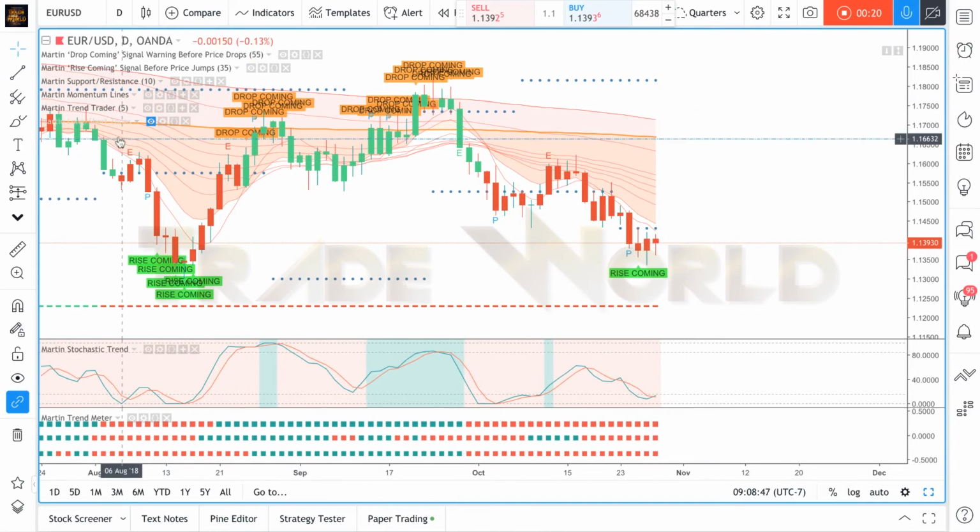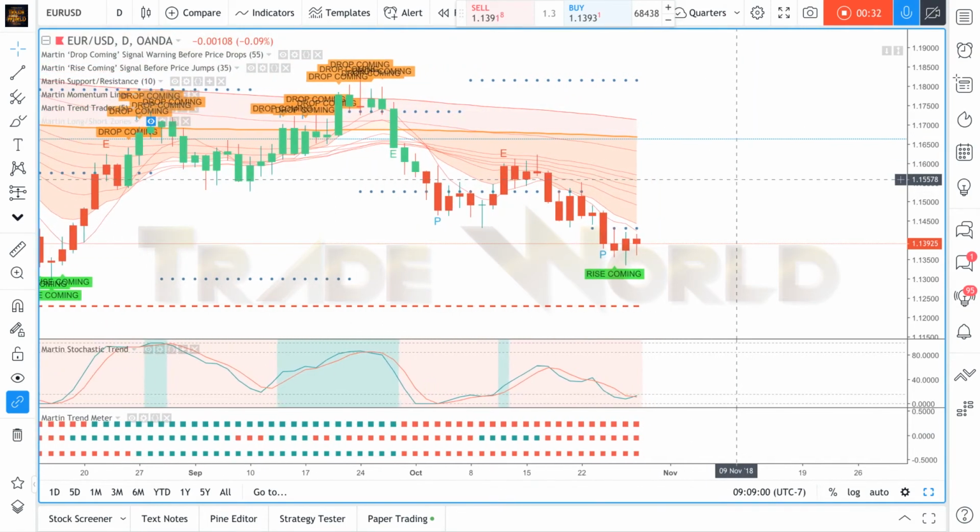I have them all on the chart here. Rise coming, drop coming indicator, support and resistance, momentum lines, Martin trend trader. Then you guys can use the stochastic trend, Martin trend meter, and then the long and short zones. They're all in the link in the description, but let's get into the analysis of EURUSD.